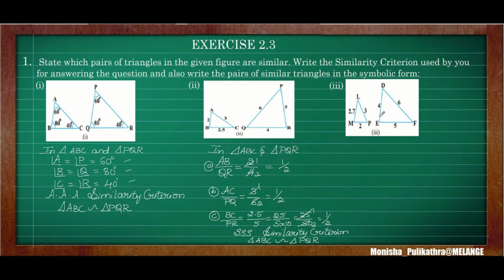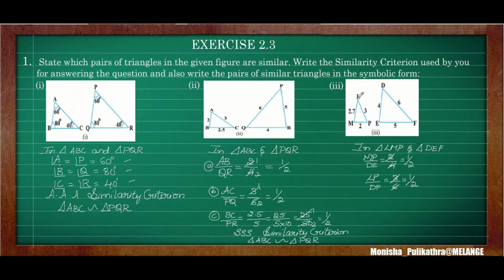Third problem, triangles LMP and DEF are given here. In triangle LMP and triangle DEF, we need to compare whether the sides or angles are equal or not. Here angles are not given, so we need to take the ratios. First I will take MP by DE. MP is 2 and DE is 4. So 2 ones are 2, 2 twos are 4, 1 by 2. The next ratio I will take is LP by DF. LP is 3 and DF is 6. So 3 ones are 3, 3 twos are 6, 1 by 2.